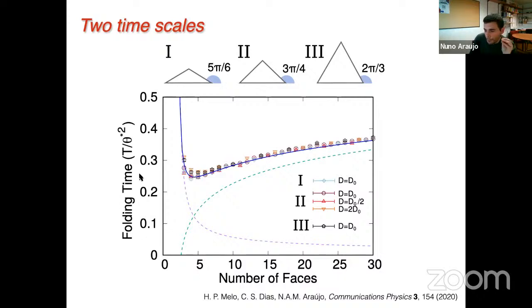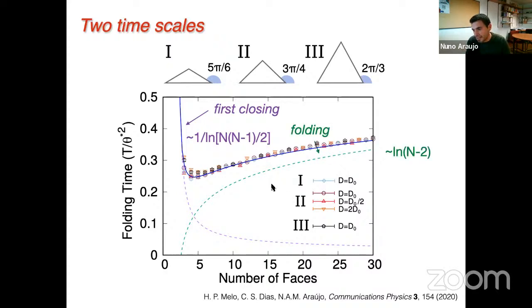So you see that the total folding time is the first folding time plus the time it takes from the first folding time to the last face to close. And so the purple dashed line is how the first folding time should scale with the number of faces, while the green dashed line is how the last folding time should scale with the number of faces. And when you add the two, what you get is this solid blue line. And what you are seeing here with the dots are the values that you obtain from numerical simulations, considering different numbers of faces and different closing angles.